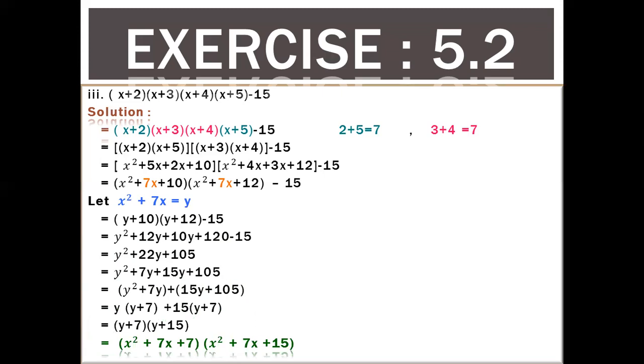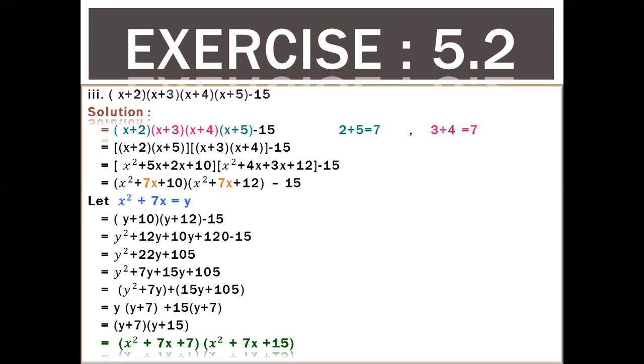But again, our answer is in the form of x. So your question is in the form of x, so our answer must be in the form of x. You replace y with the supposition x square plus 7x. X square plus 7x plus 7, and in the other bracket, x square plus 7x plus 15.